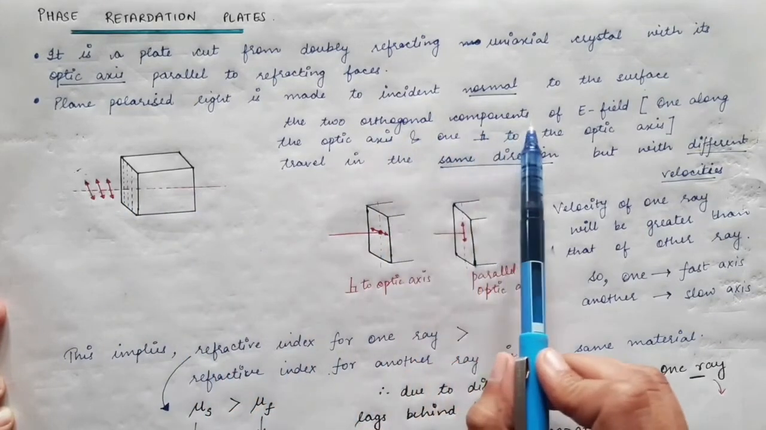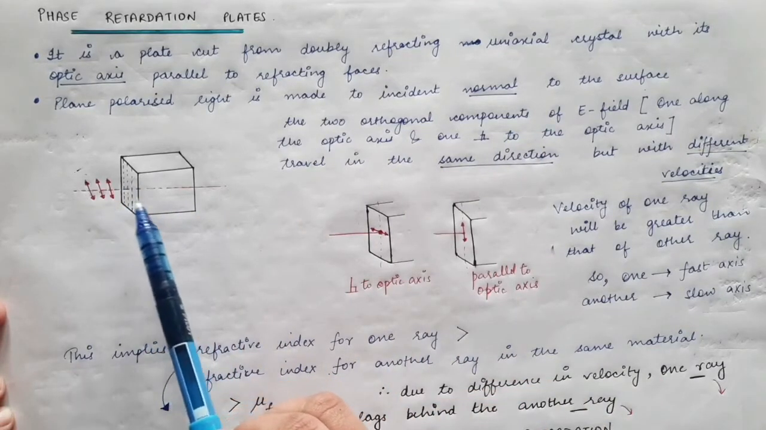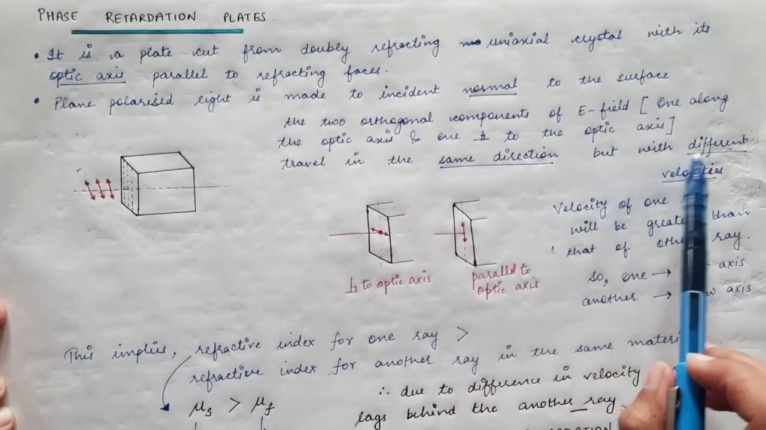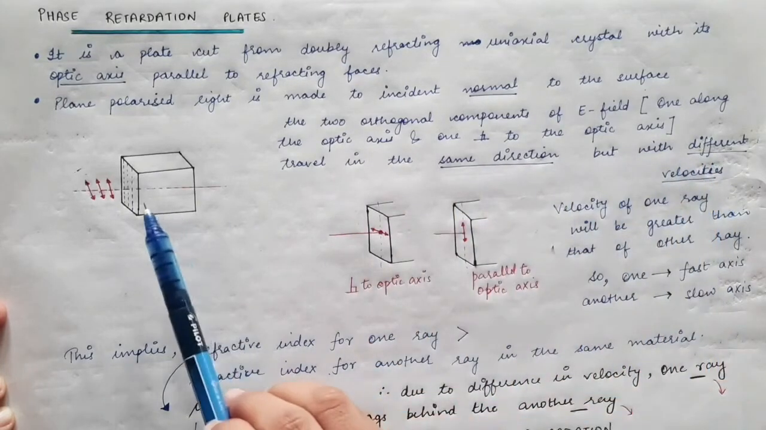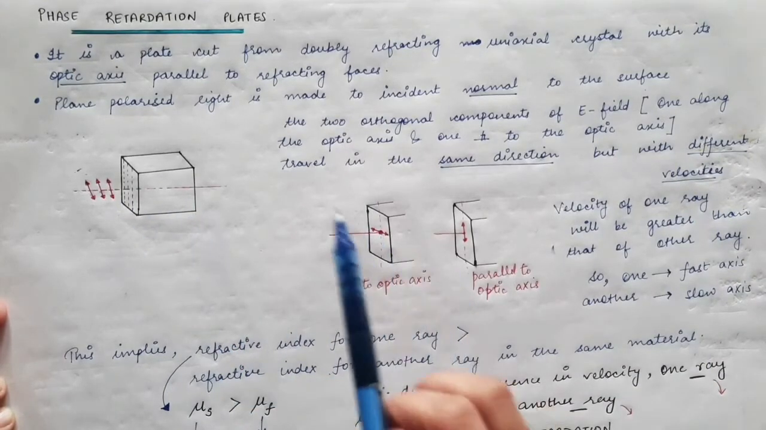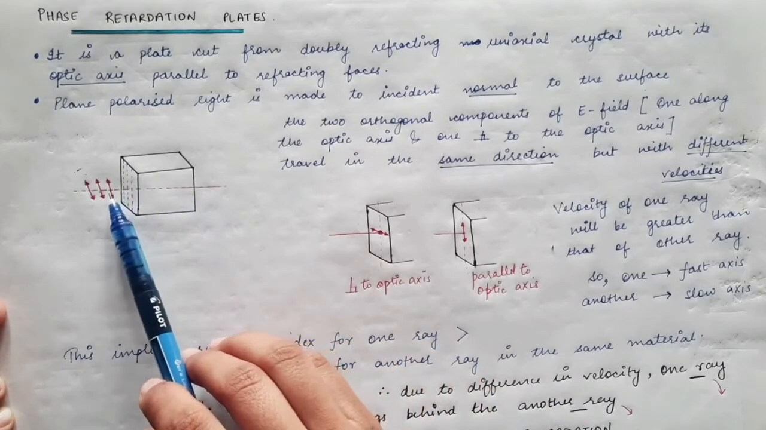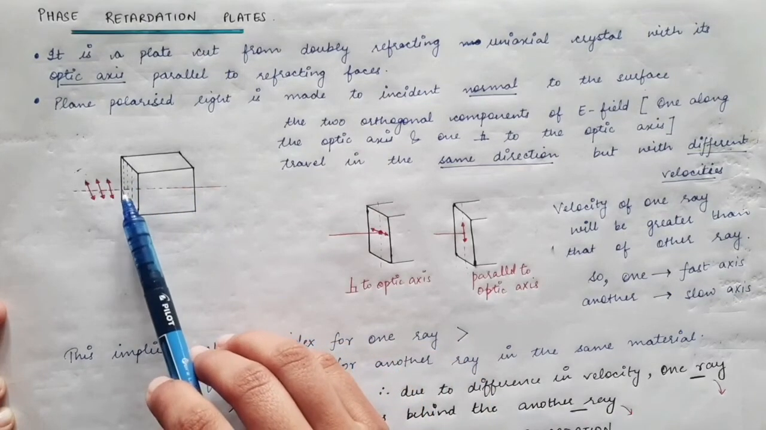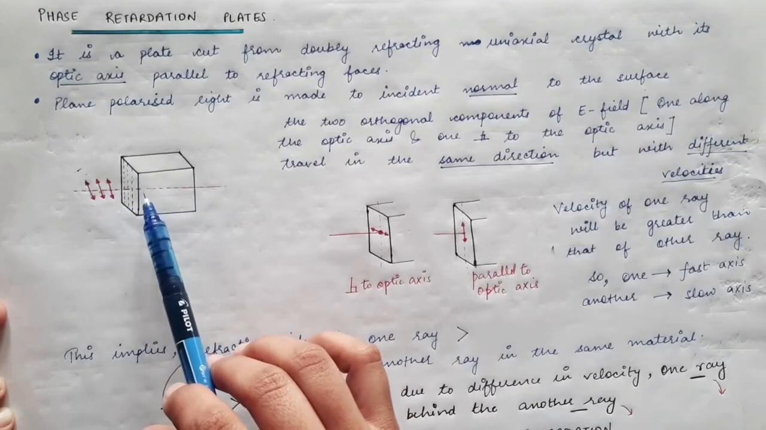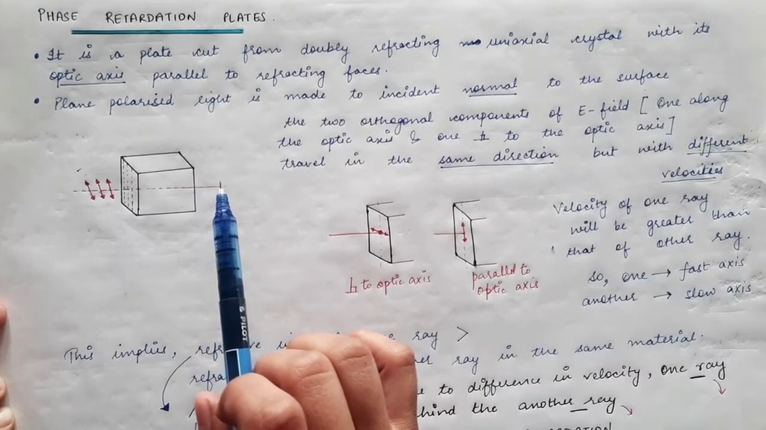So these two orthogonal components, one parallel to the optic axis and another perpendicular to the optic axis, will travel in the same direction but with different velocities. Now it depends upon the type of crystal which we are taking, whether the component along the optic axis will move faster, or the component perpendicular to the optic axis will move faster.